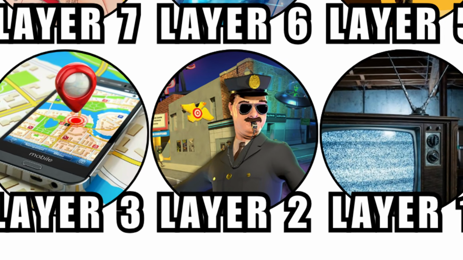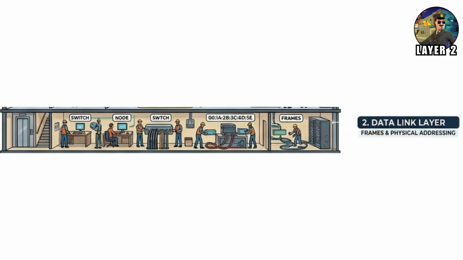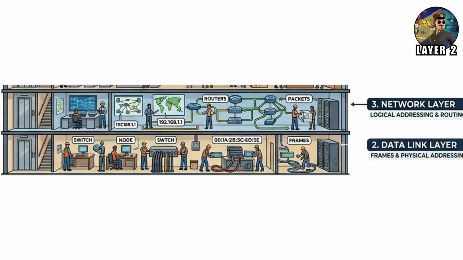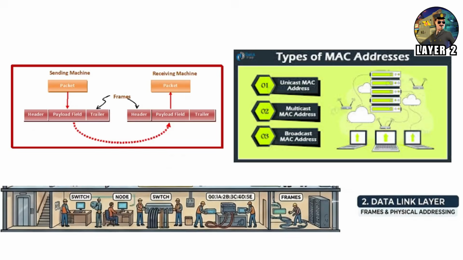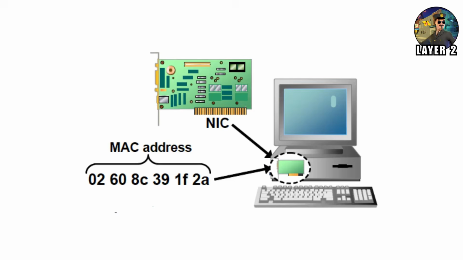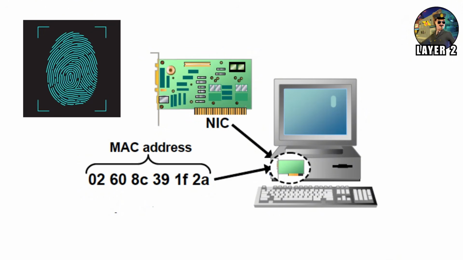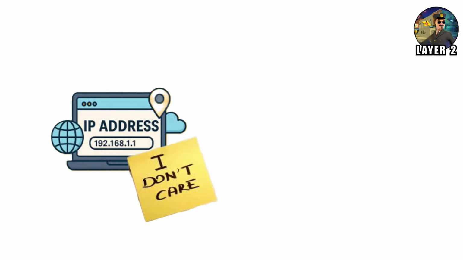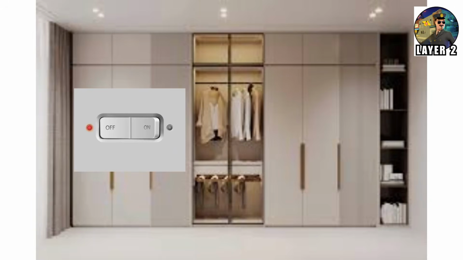Layer 2, the data link layer, the local traffic cop. Lowering down to Layer 2, the data link layer. While Layer 3 handles the global map, Layer 2 handles the local neighborhood. This is where frames and MAC addresses are found. Every device has a unique MAC address, a physical fingerprint burned into the hardware. Layer 2 doesn't care about IP addresses. It just wants to know which physical device on your local network should get the data. It's the switch in your closet.